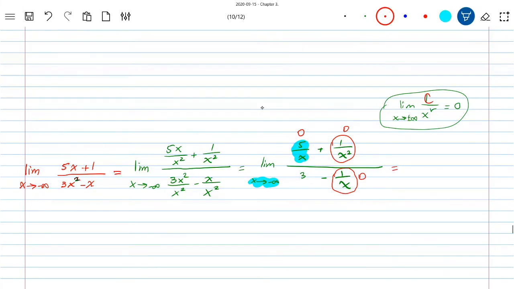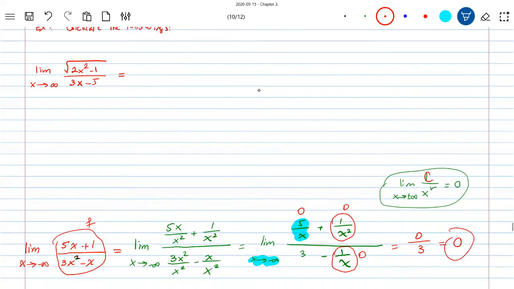So what we have is 0 plus 0 divided by 3 minus 0. That is 0 divided by 3, simply 0. So I found that the limit of 5x plus 1 divided by 3x squared minus x is 0. That means if this was a function f, then f would have a horizontal asymptote at y equals 0. This 0 tells me the horizontal asymptote.